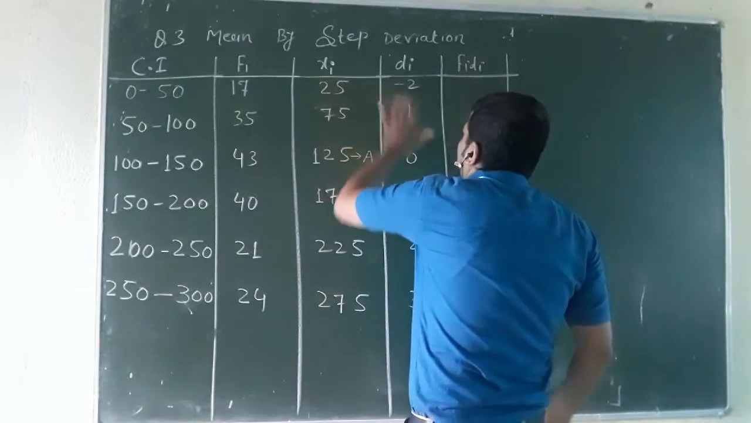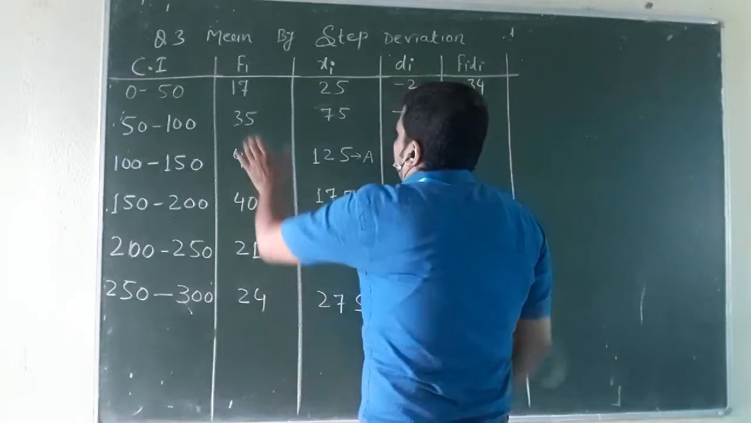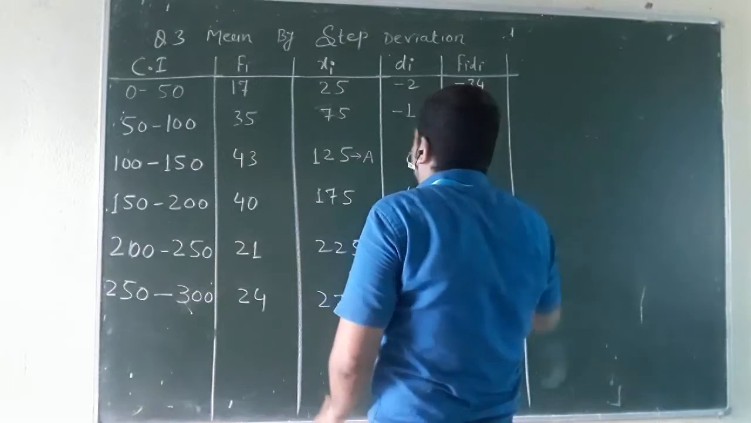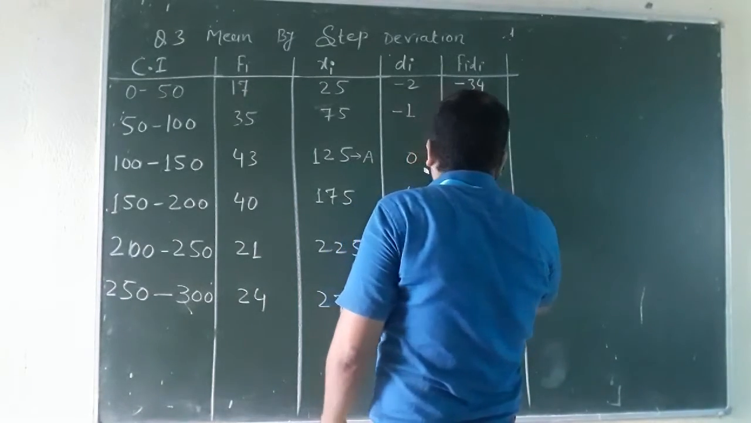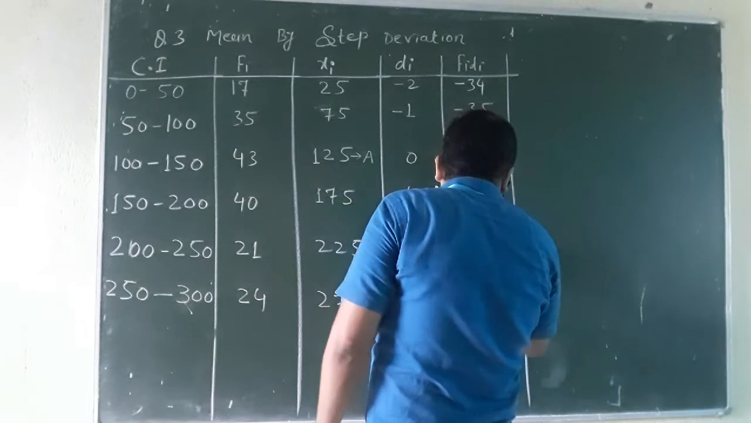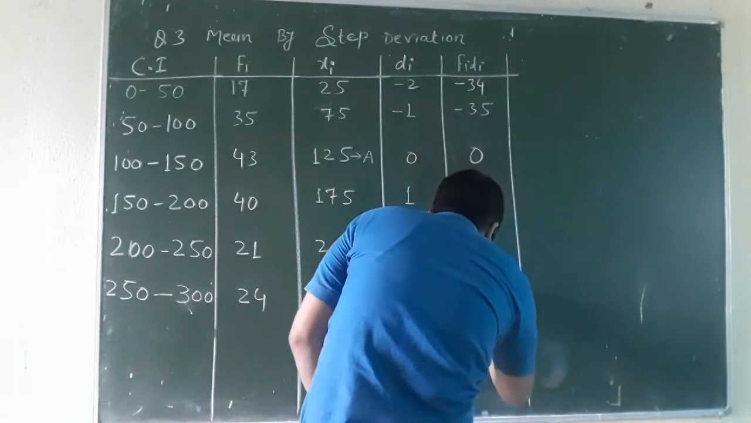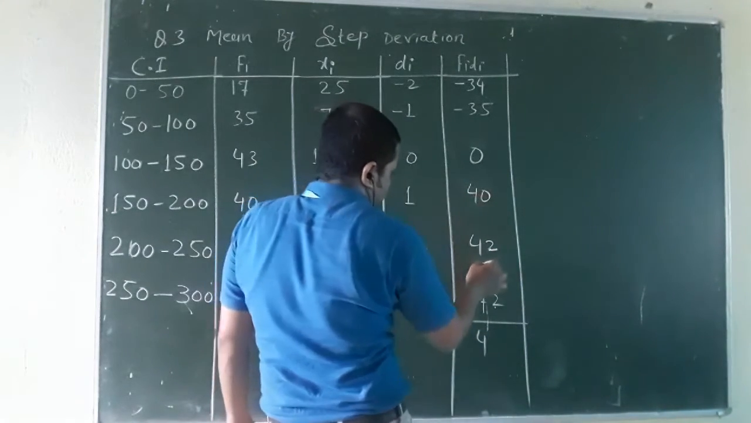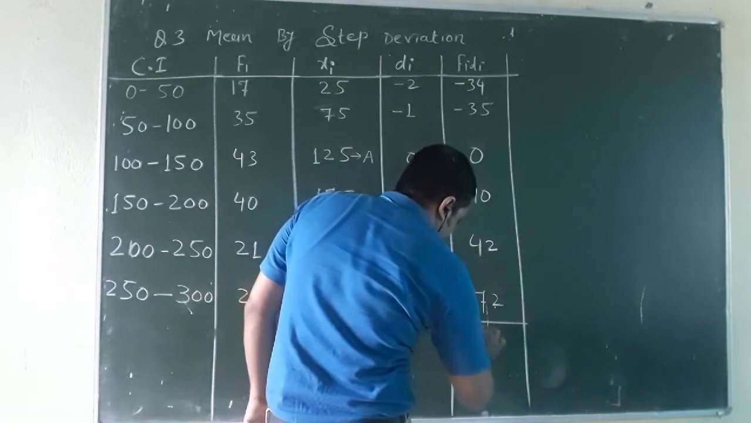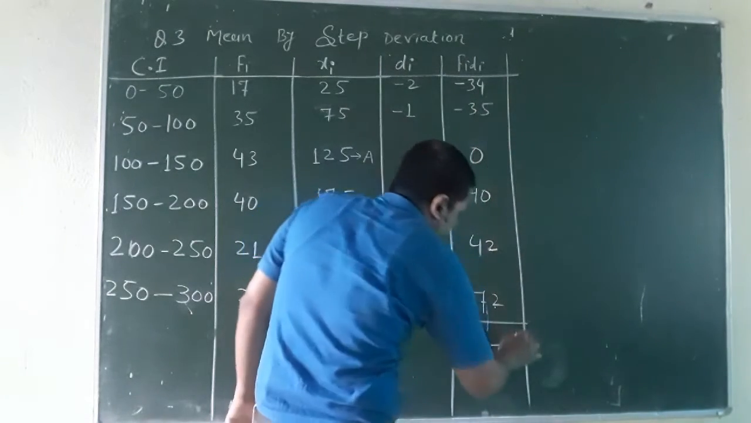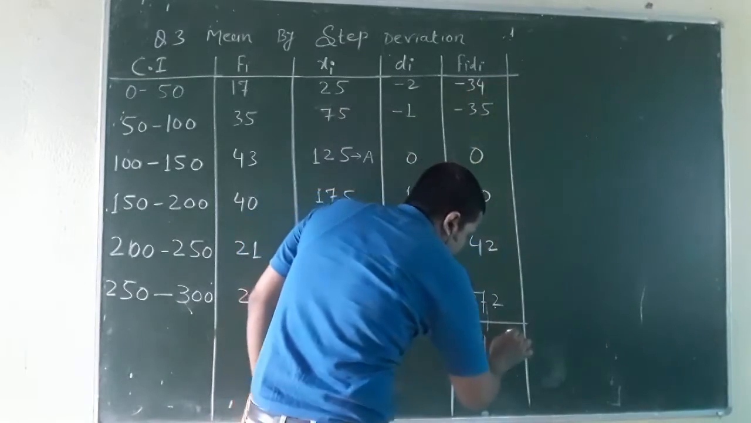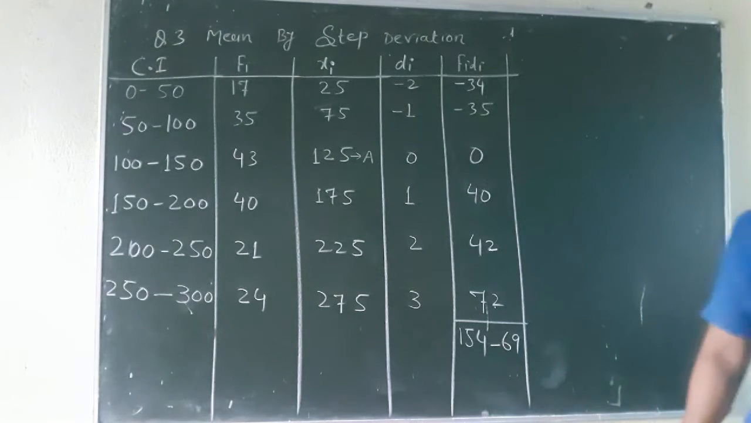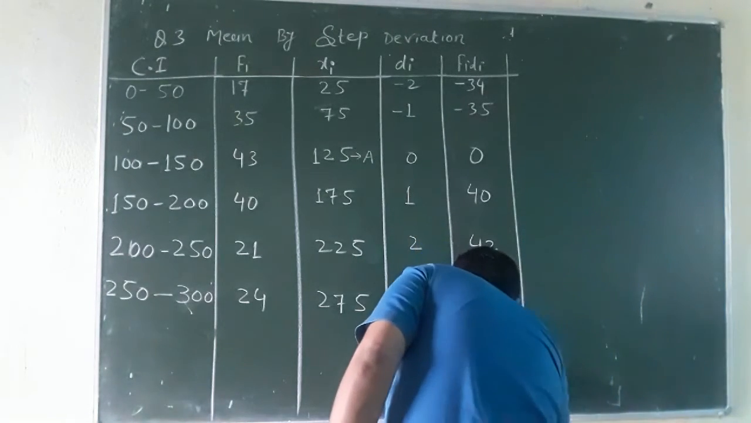Again 17 into -2 is -34, 35 into -1 is -35, 43 into 0 that will be 0, 40 into 1 is 40, 21 into 2 is 42. Now 24 into 3 is 72. Add all the plus signs: 2 and 2 is 4, 4 and 7 is 11, 4 and 11 is 15, 154. Minus 5, 4, 9, 3, 3, 6, so 154 minus 69. We have to first add, then subtract 154 minus 69, it will be 85.